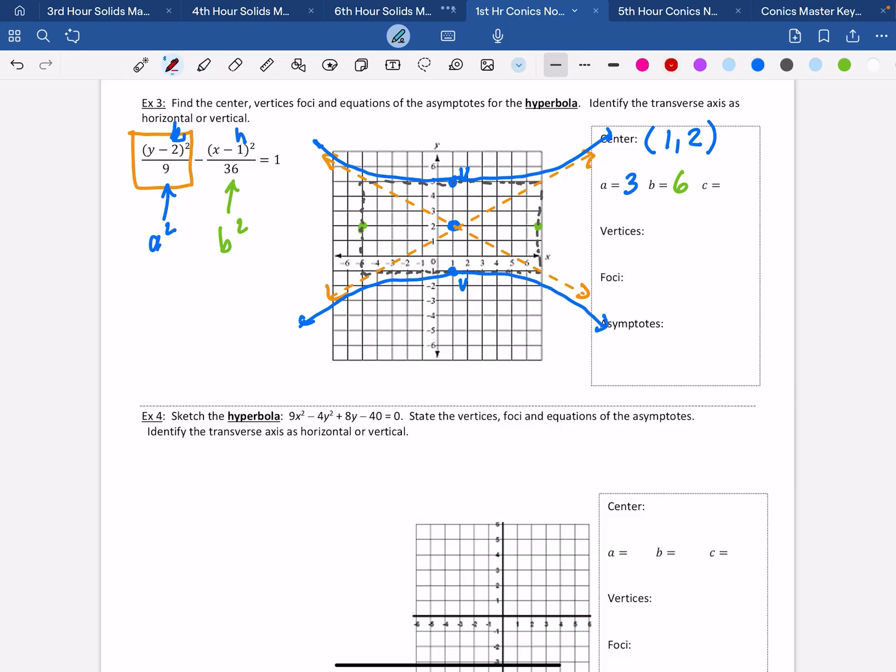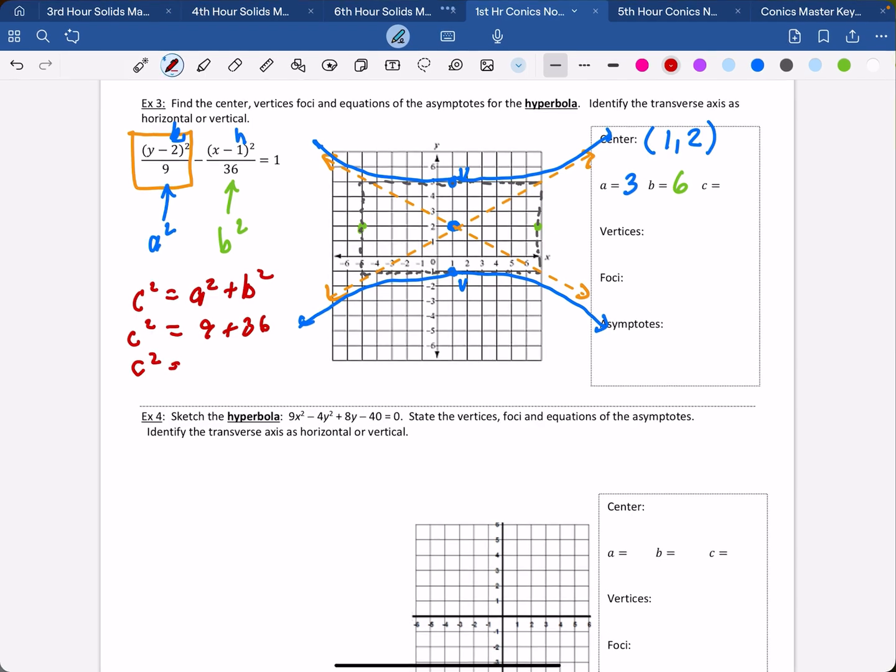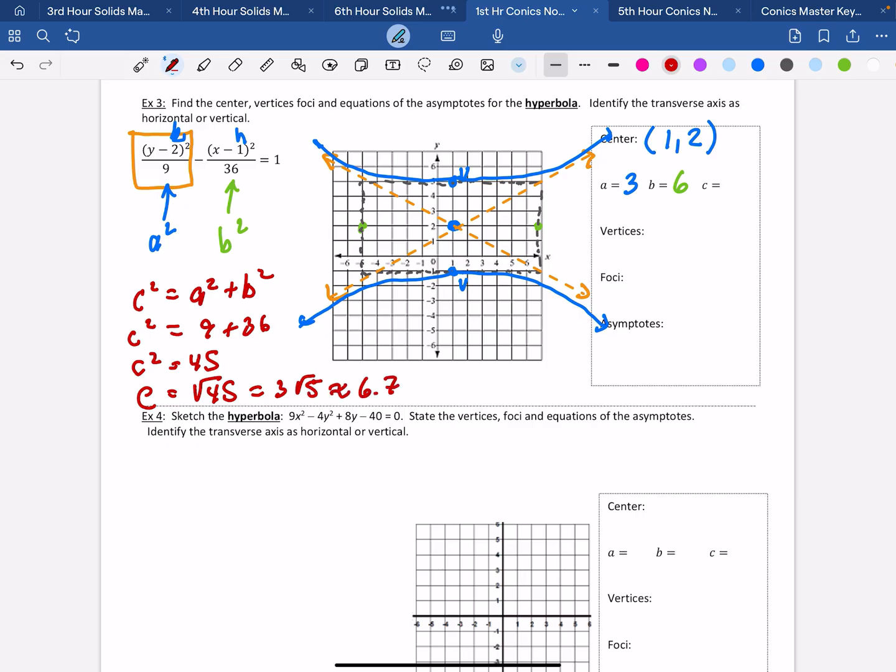Our C value, if they ask for that, we can get it. And it looks like they're asking for it. So again, C squared is equal to A squared plus B squared. And you get 9 plus 36. C squared is equal to 45, or C is equal to the square root of 45, which is 3 root 5 when simplifying it. And so we can graph it. This ended up being roughly 6.7. All right, but I will write this as 3 root 5 right here. All right, and we can graph that.